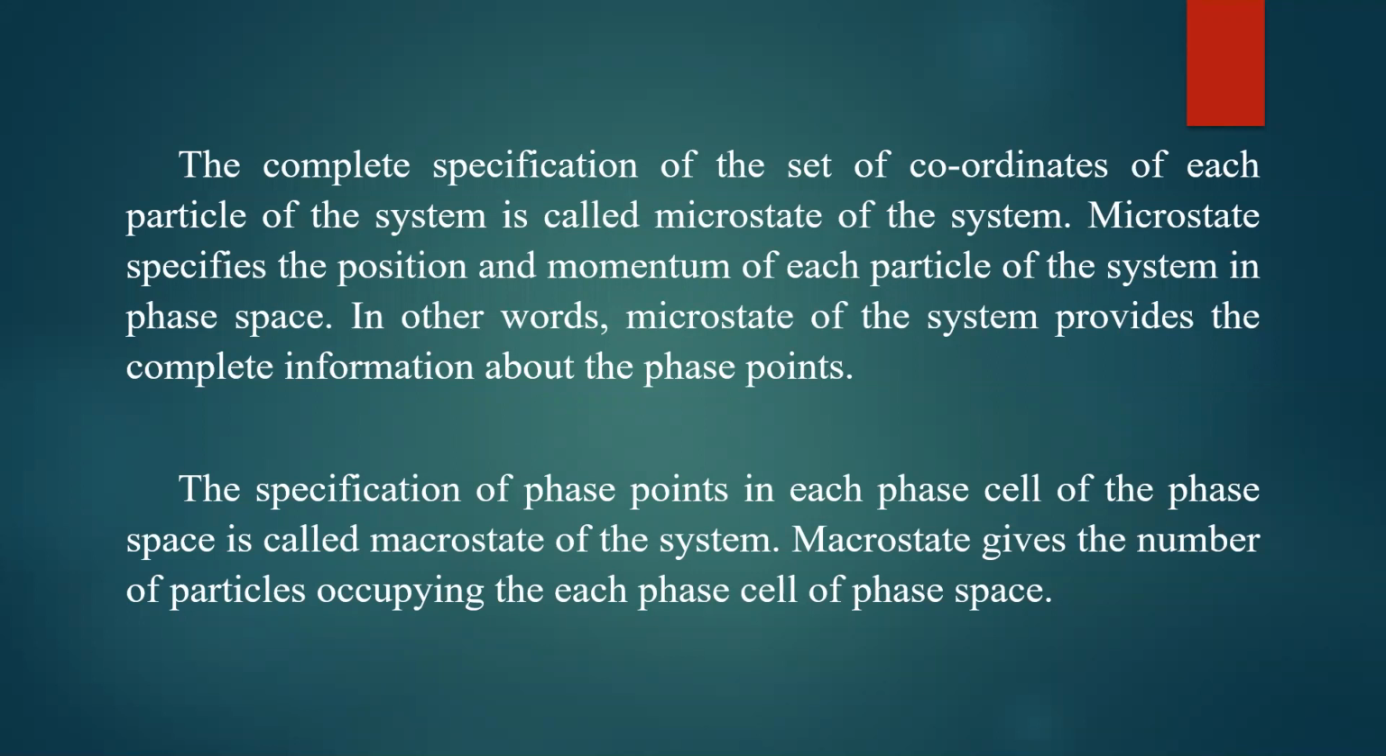One possibility is that all 3 balls can fall in the first box. The second box will become empty. That is my macro state: 3 balls are in box 1, and there are no balls in box 2. That is the macro state. What is the micro state? Balls number 1, 2, 3 are in box 1. No balls are in box 2.